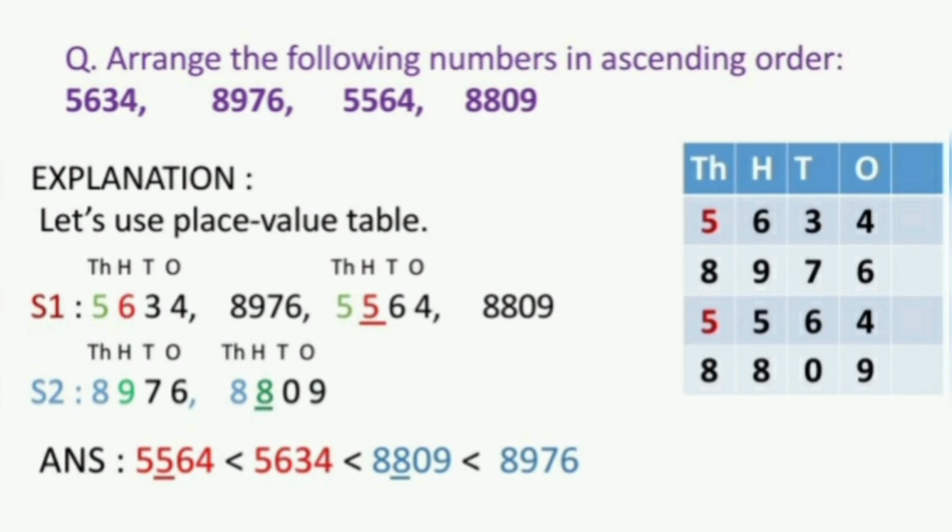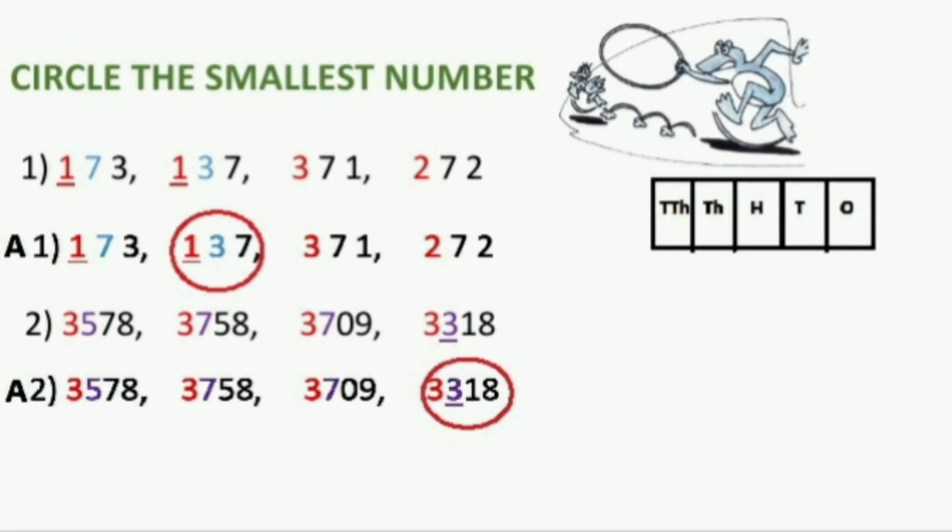So now you are left with the other two numbers, that is 8976 and 8809. Here also the thousands digit is the same, so you need to see the second place where the digits differ. So looking at the hundreds place in these two numbers, you have the digits as 9 and 8. So clearly 8 is the smallest one. So after 5634, you will have 8809, and then the last number that remains is 8976.